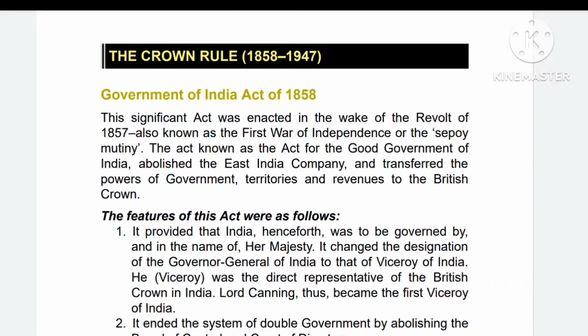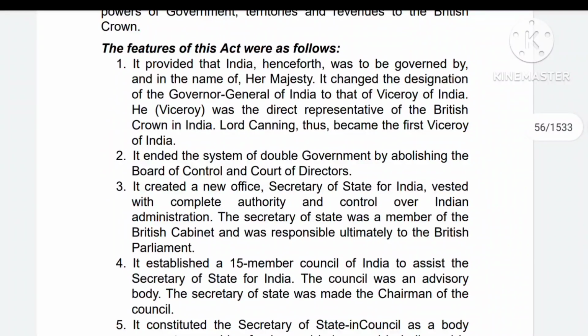Number 2. It ended the system of double government by abolishing the Board of Control and Court of Directors. Number 3. It created a new office, Secretary of State for India, vested with complete authority and control over Indian administration. The Secretary of State was a member of the British Cabinet and was responsible ultimately to the British Parliament.